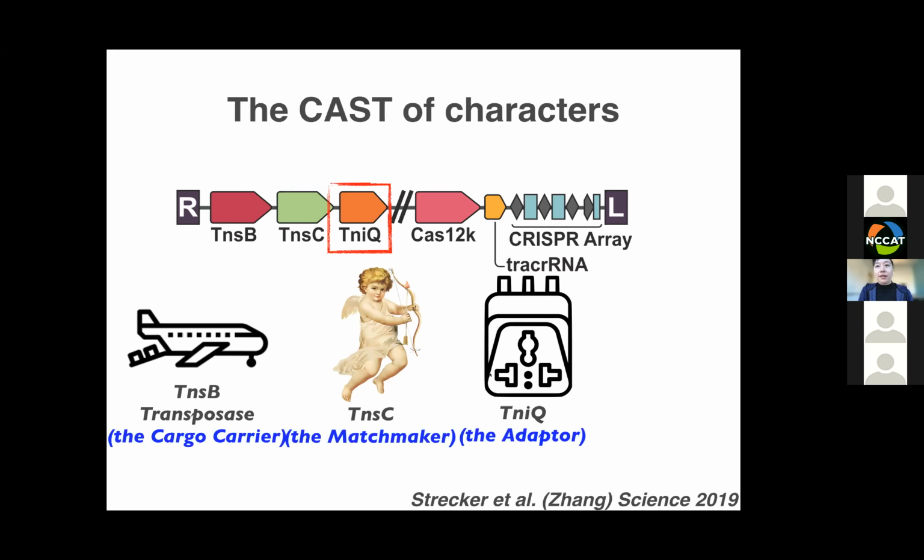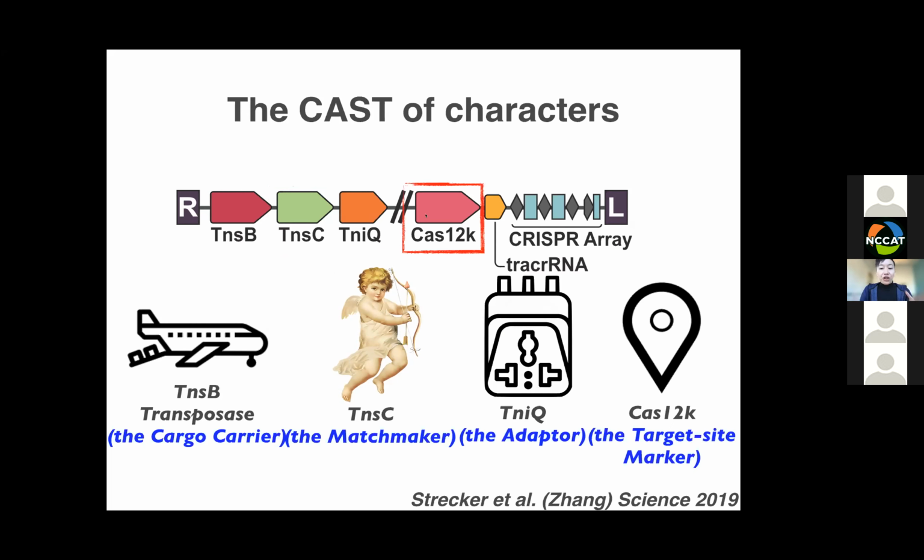So that's why I have this icon here. I think of it as linking the CRISPR effector components to the core transposition machinery. And then finally, we have this gene called Cas12k. Cas, you can guess that this is the CRISPR effector gene. And indeed, this is the RNA binding component of this system, and I refer to it as a target site marker because its function is to bind RNA and recognize the corresponding target DNA location to serve as the target site marker that would then recruit the rest of these components.